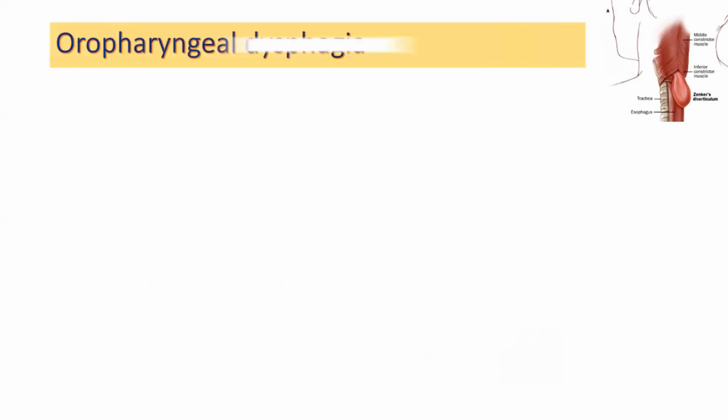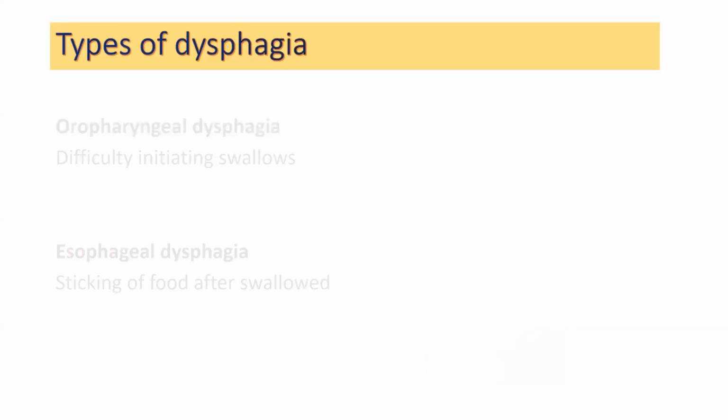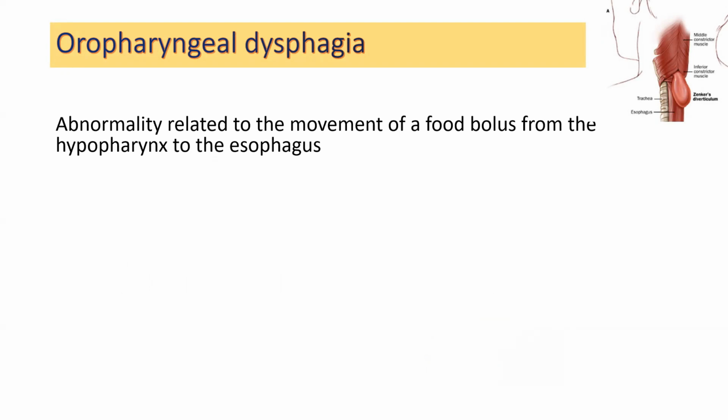Well, we see here the oropharyngeal dysphagia in detail. The abnormality is related to the movement of the food bolus from the hypopharynx to the esophagus, as I discussed in the previous slide. The Zenker diverticulum causes oropharyngeal dysphagia. This is the most common cause of oropharyngeal dysphagia. We also see other causes, like if the patient has Parkinson's disease, then due to difficulty in nerve transmission, we cannot swallow.